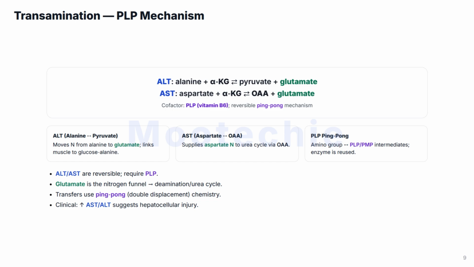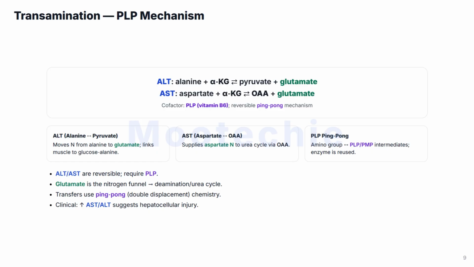The slide elaborates. ALT moves nitrogen from alanine to glutamate, linking muscle metabolism to the glucose-alanine cycle. AST supplies aspartate's nitrogen to the urea cycle via oxaloacetate. The PLP ping-pong mechanism involves the amino group transferring to and from the PLP and PMP intermediates, allowing the enzyme to be reused. The summary points are that ALT and AST are reversible and require PLP.